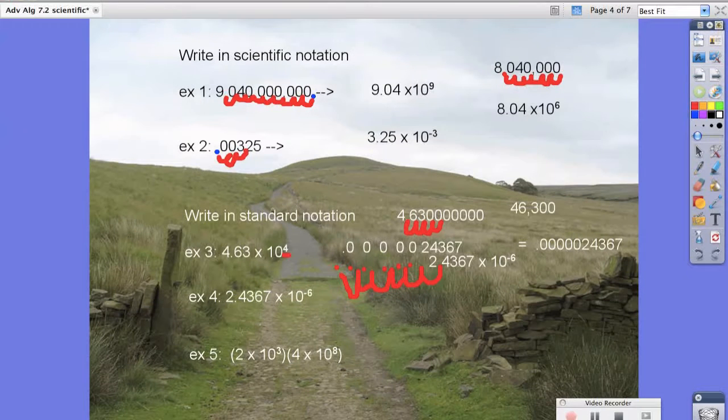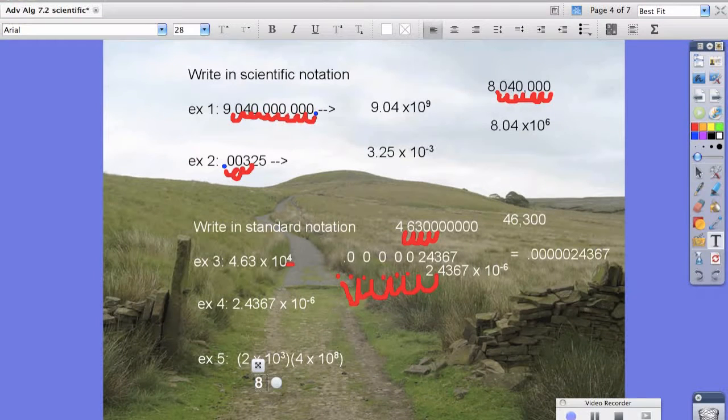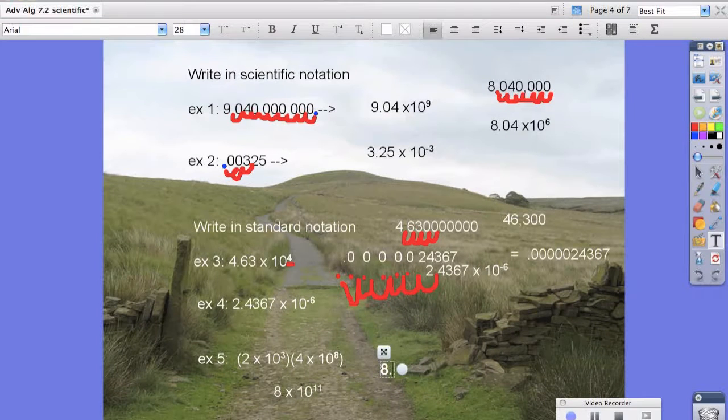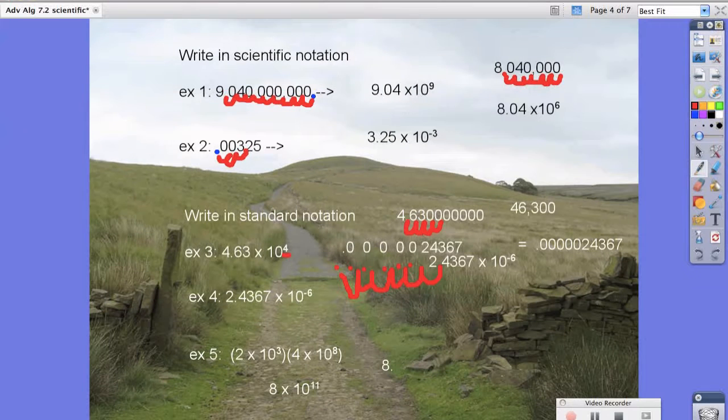The last one, where they're asking us to multiply, then put in standard notation. So first of all, we're going to do the easy part. 2 times 4 is 8 times 10 to the 11th power. And this is telling us that we need to move the decimal place 11 places. And because it's positive, we need to move it to the right. So we're going to start with our number, which is 8, with the decimal point obviously at the end. And we're going to move the decimal place 11 places to the right.